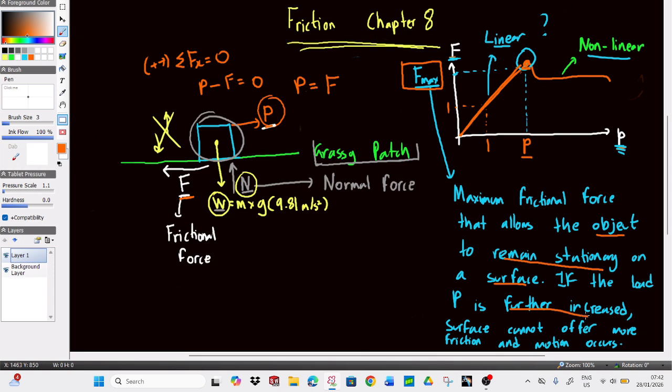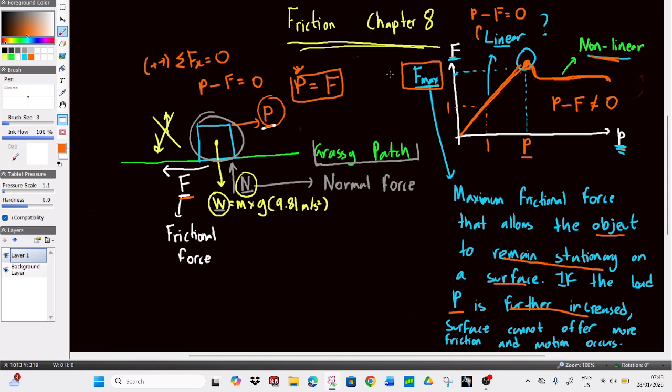If you increase P, the loading force, then of course the object will start to move because your F will start to decrease, which exhibits this non-linear relationship, and your box will move. That means P minus F is no longer equivalent to 0. Whereas for the linear region, P minus F is always equal to 0, and that's why P equals F. So that's the idea between the linear region and the non-linear region.